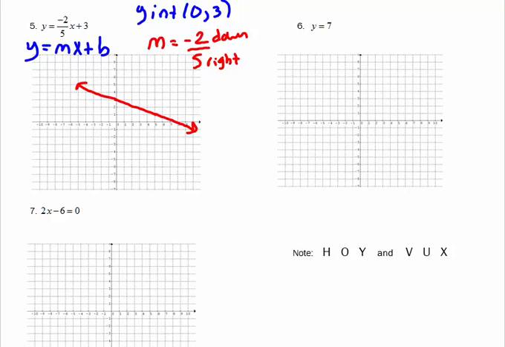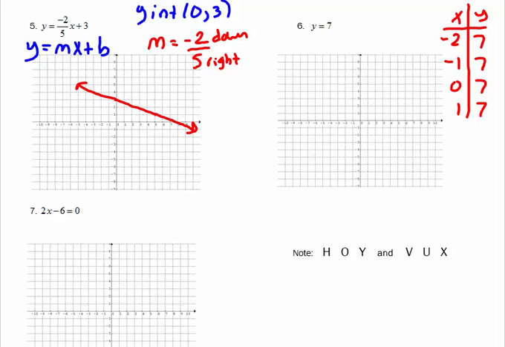Now looking at number 6, that looks a little weird. It says y equaling 7. So you have a one variable equation, not 2 anymore. So let's think about what that means if I looked at a table. If I looked at my table, y is always 7. It's never going to change. So it doesn't matter what x is, because y is always going to be 7.